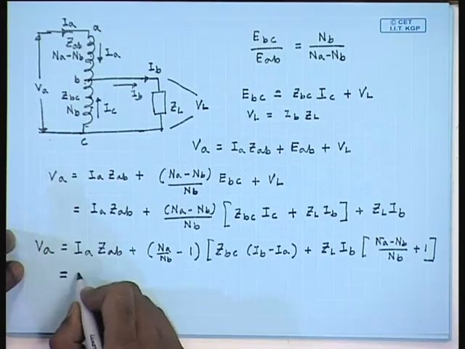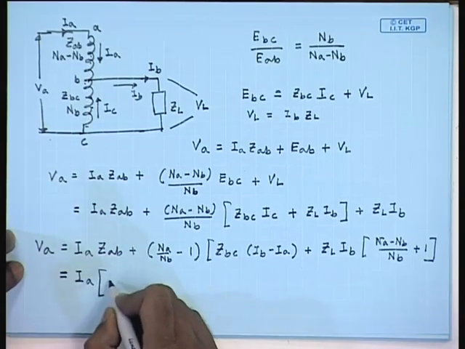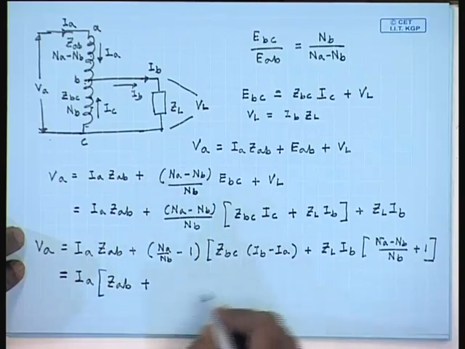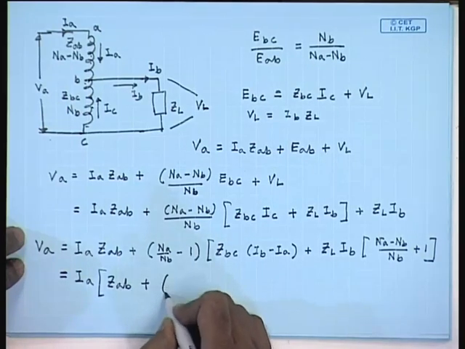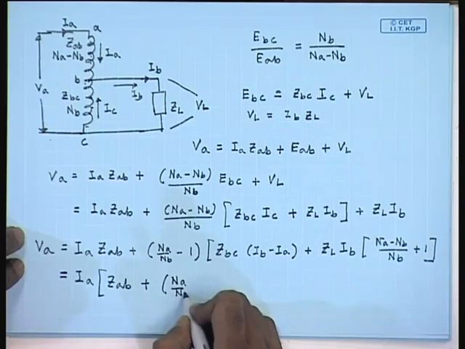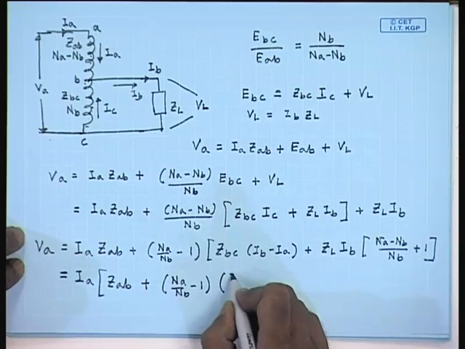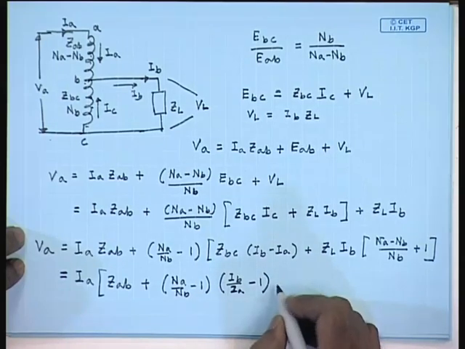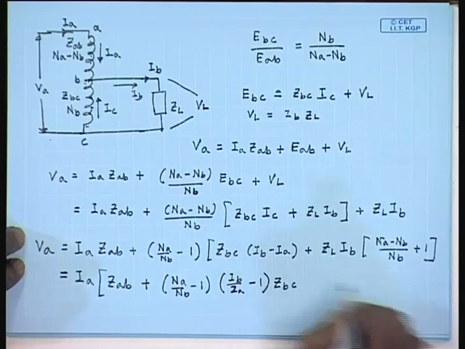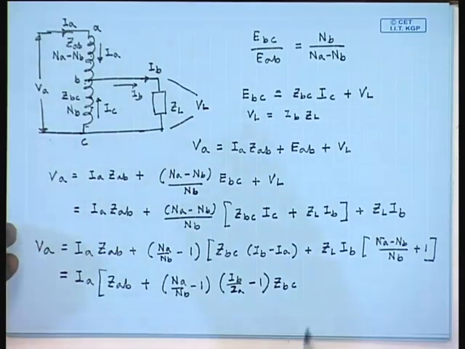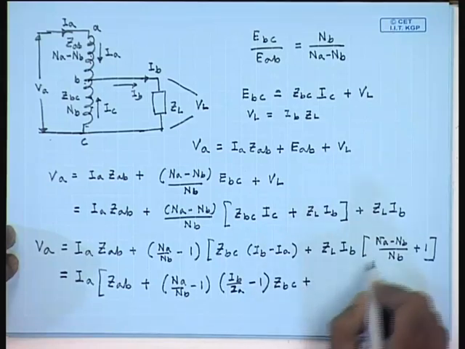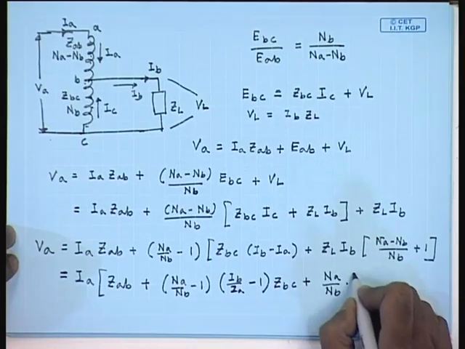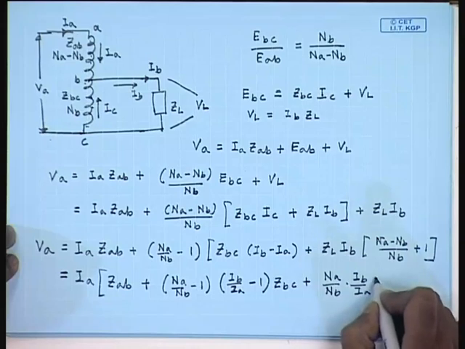This can be written as I_A into Z_AB plus (N_A by N_B minus 1) into (I_B by I_A minus 1) into Z_BC plus N_A by N_B into I_B by I_A Z_L.